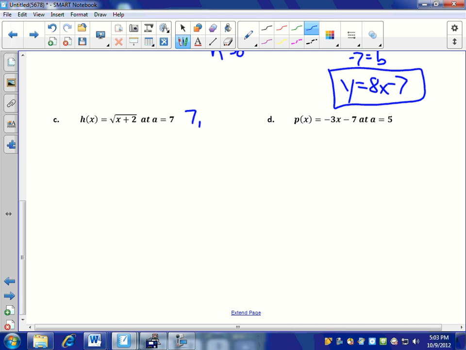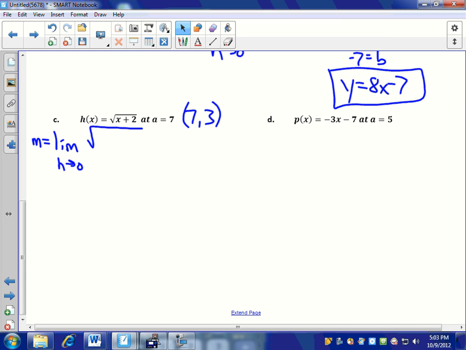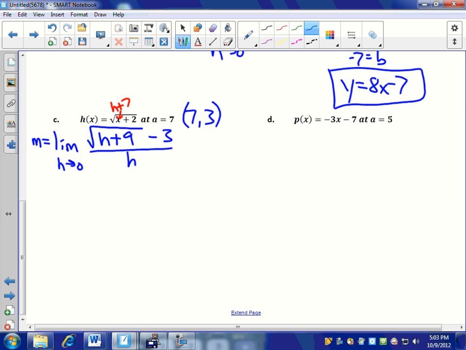Okay, here we've got 7 and we've got 3. (7, 3). Plug in 7, that's our point on our line. Slope equals the limit as h goes to 0 of the square root of, so I'm going to plug h plus 7 into that x. If I add 2, I just get h plus 9. So square root of h plus 9 minus 3 over h. You all know how to solve for that.